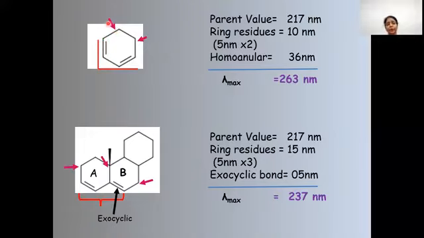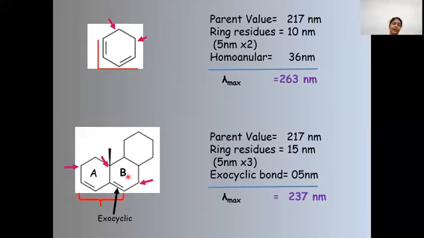So 2 ring residues are present in the molecule. Other than this, 2 double bonds are present in the same ring. That means the diene is a homoannular diene. Parent value 217 nanometer. 2 ring residues are present, so the increment will be 10 nanometer. The diene is homoannular, and for a homoannular diene, the increment is 36 nanometer. So the total will be 263 nanometer.